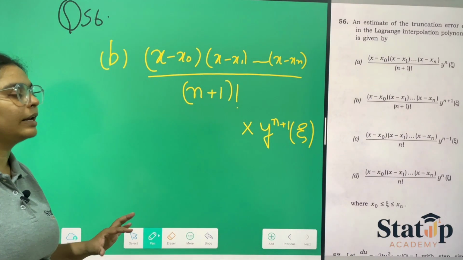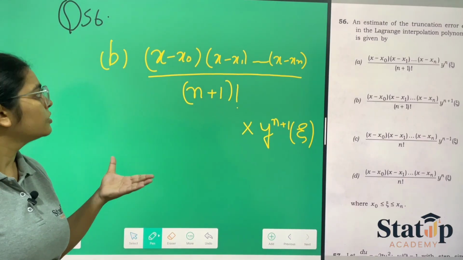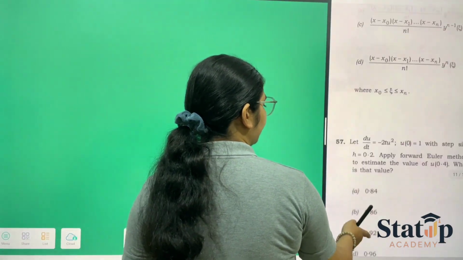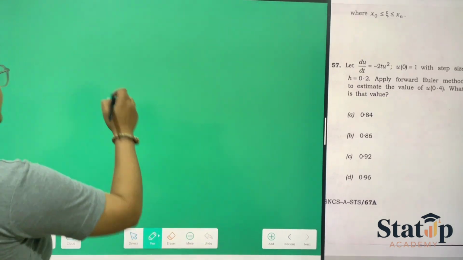This is a direct formula. We don't have to derive it or do anything like that, and not even a numerical has been asked. So this was option number B, the correct one. Now moving towards another question, which is question 57. This is again Euler's formula.